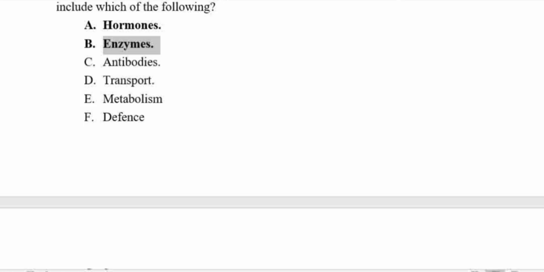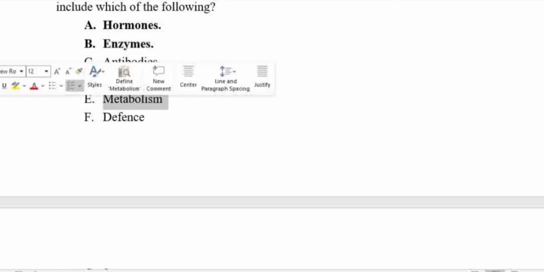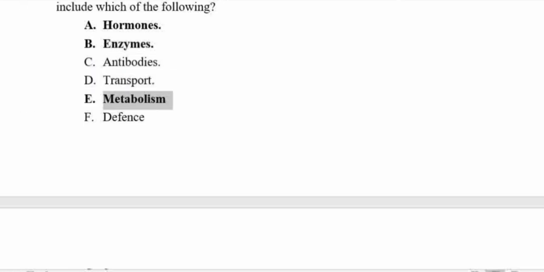Proteins are enzymes, and they play an enzymatic role. They play a role in metabolism. Oh, okay, so metabolism is also an option here. So it means that metabolism is something that is done by proteins.